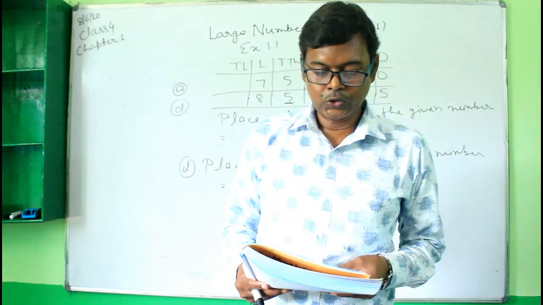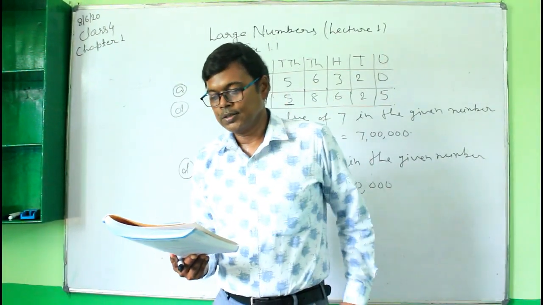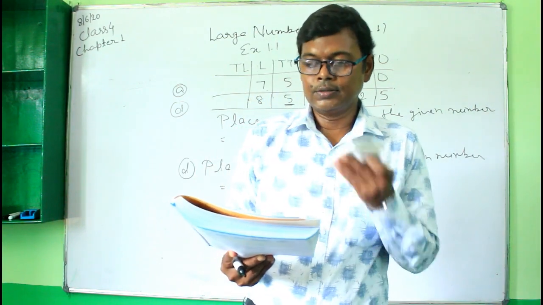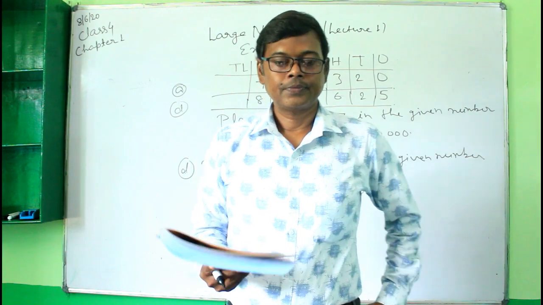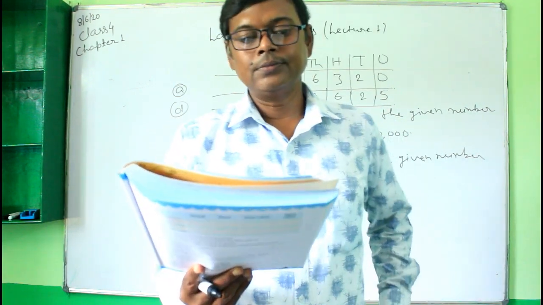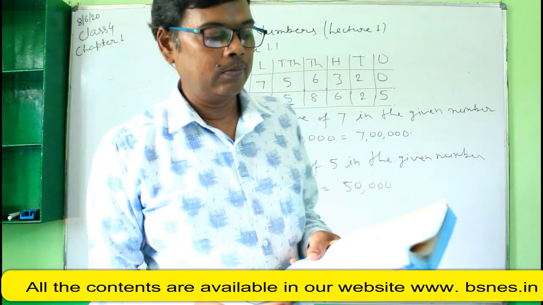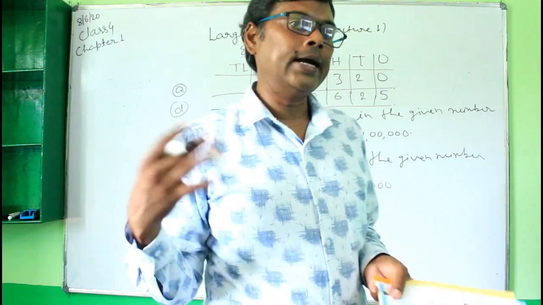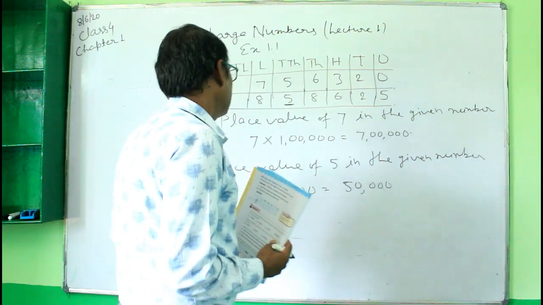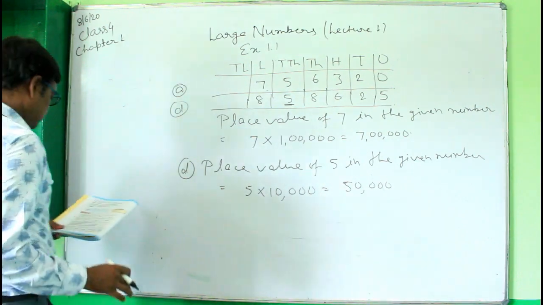Now next, question number 2. In this, mark the periods by placing the commas and write the names of the given numbers. We have to first separate the periods and then write the number name in words.